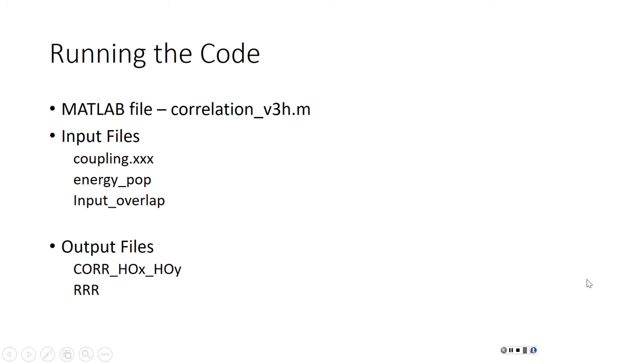To make autocorrelation functions from the wavecars that we use, the MATLAB code is pretty standard. It hasn't changed at all since I've been here. It's correlation v3h, and you have to give it the coupling files that you generated. Then you need energy pop, and you may need overlap, you may not, I can't remember, but I usually put it in there anyway, because you need it eventually. You feed it these files, and it outputs correlation functions of orbitals with each other, and basically takes all those correlation functions and converts them into an RRR.